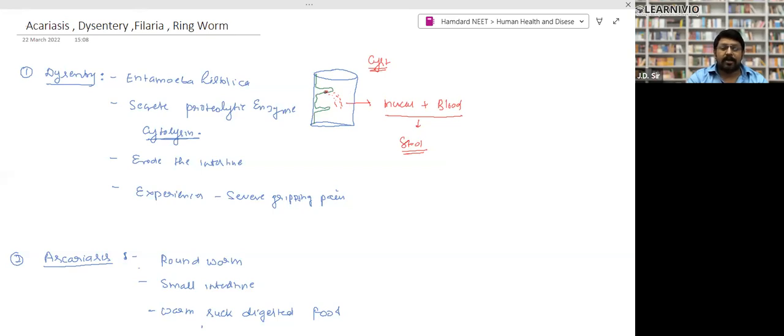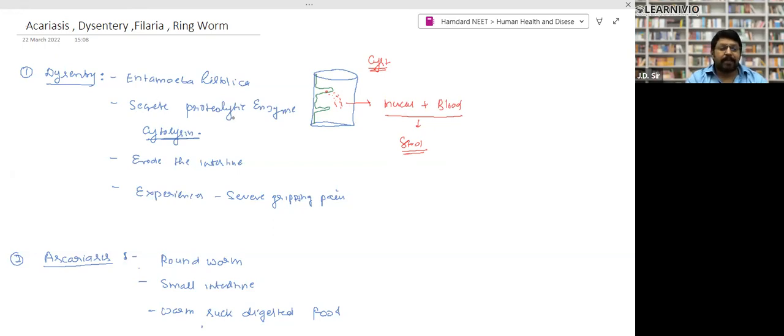After carving, it goes deep inside the villi, and when it goes deep, the blood capillaries rupture. That's why mucus and blood come out with the stool, right? So mucus and blood come out with the stool. That is the characteristic of dysentery.